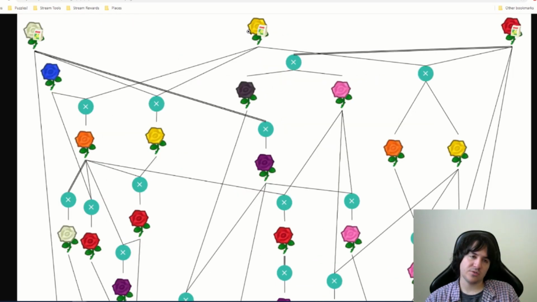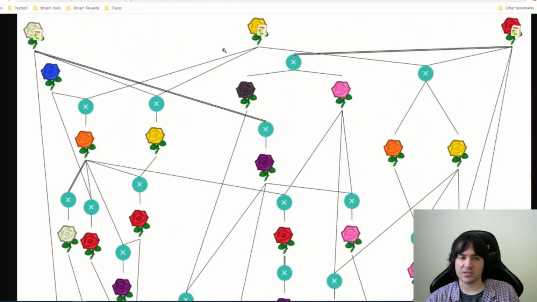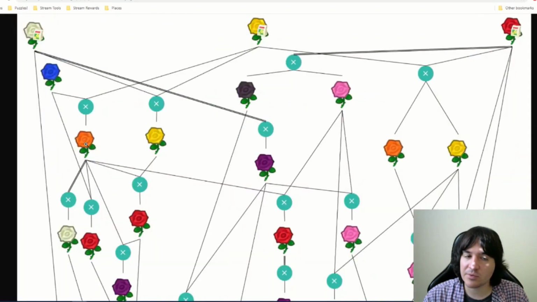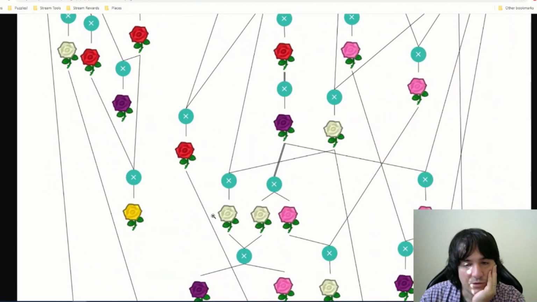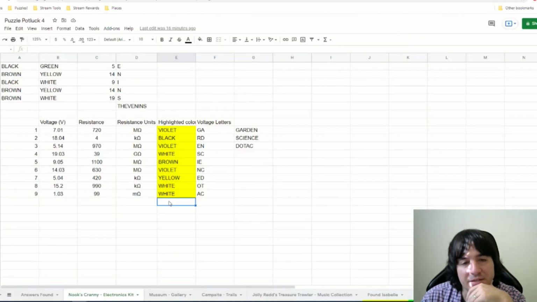So if I have yellow sold as seeds going to, what is this, blue? It's the only blue flower in the grid. So let's see what happens if I do that. Then that gives me this orange flower, which is indeed what we have on the chart. So where are we going with all this? These flowers at the bottom, maybe? How do we apply these colors?